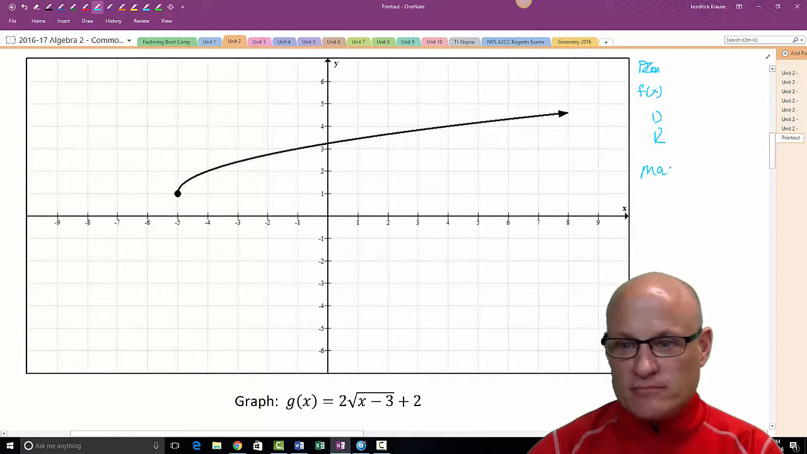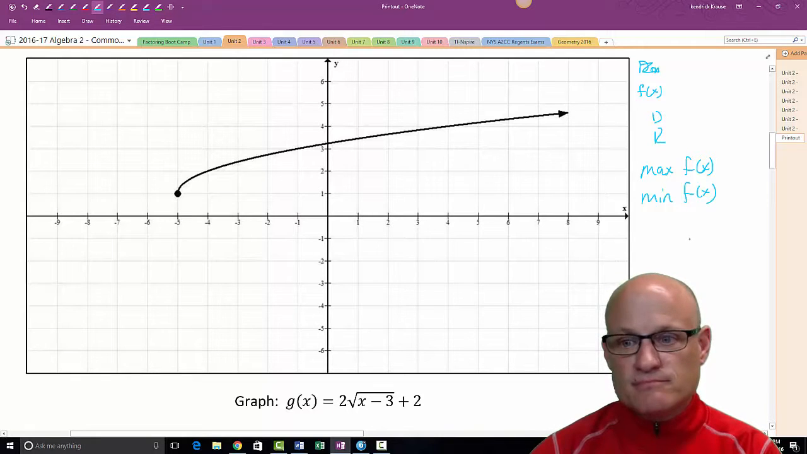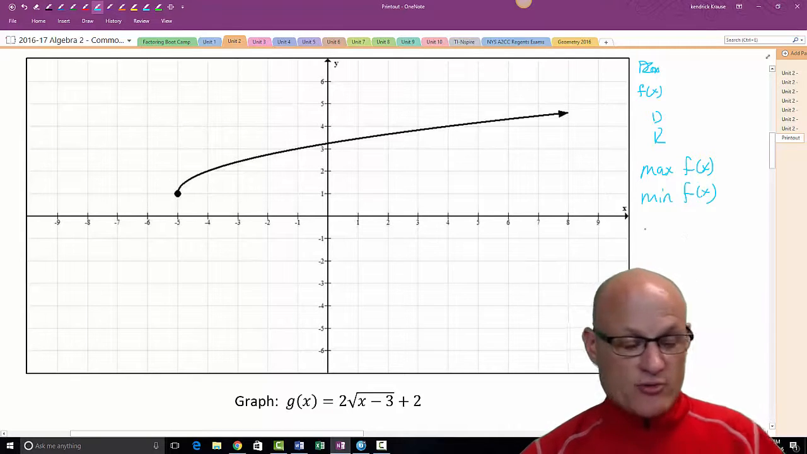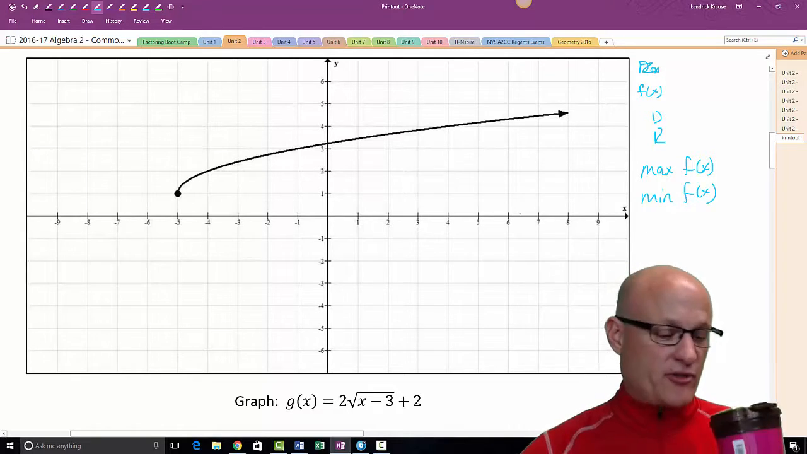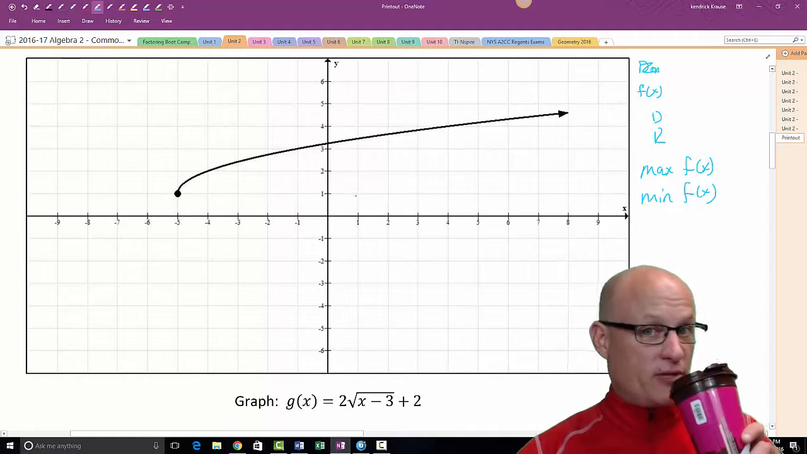What's the max value of f of x? What's the min value of f of x? Can you answer those? Try hitting the pause button real quick and answer those on a separate sheet of paper. You can pause it right now. I'll give you a funny little face to look at.